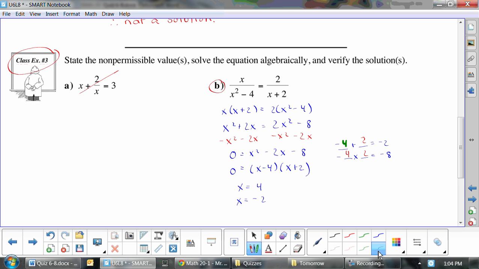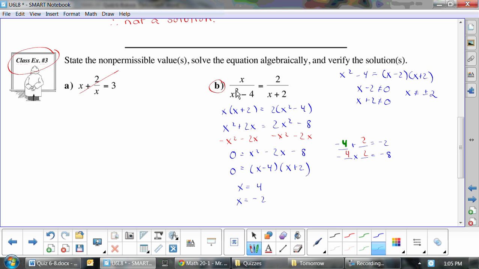Okay, but before we can accept these, we have to look at our non-permissibles, right? So for our first term, this one here, we want to factor this, right? So we know that x squared minus 4 is equal to x minus 2, x plus 2. And we know that neither of these can equal 0. So go x minus 2 cannot equal 0. x plus 2 cannot equal 0. So x cannot equal plus or minus 2.